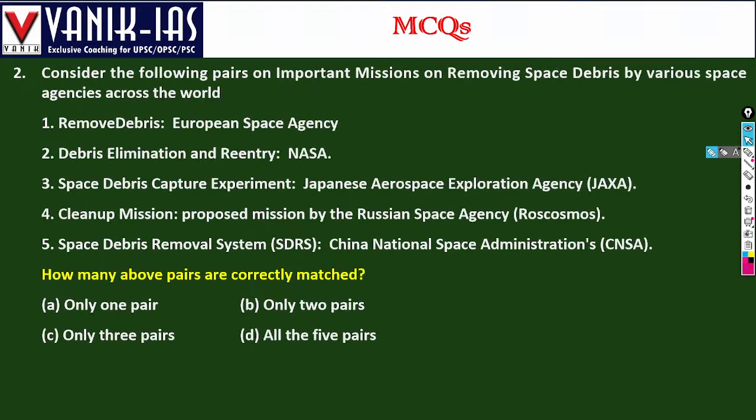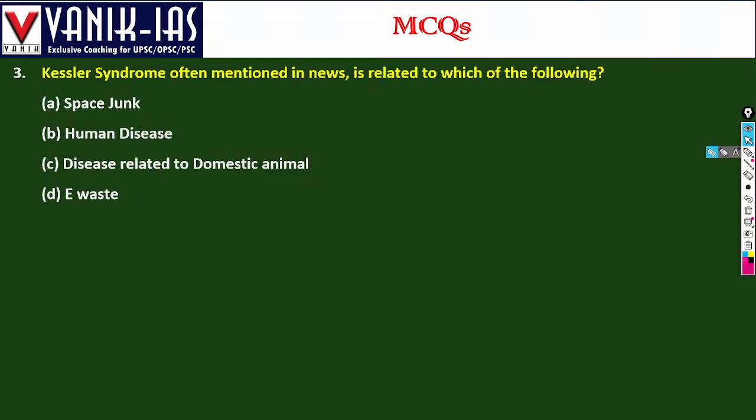Then consider the following pairs on important missions on removing space debris by the various space agencies across the world. Remove debris, European Space Agency. Debris elimination and re-entry, NASA. Space debris capture experiment, Japan. Cleanup mission, Russia. Okay, space debris removal. So from this, only three pairs are correct. Then the Kessler syndrome is about the space junk.